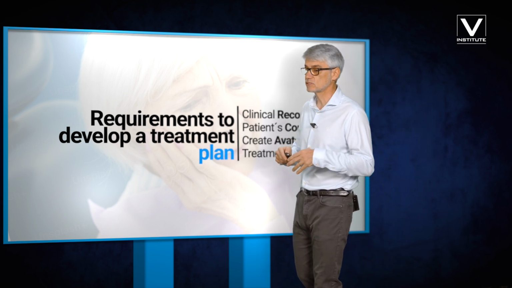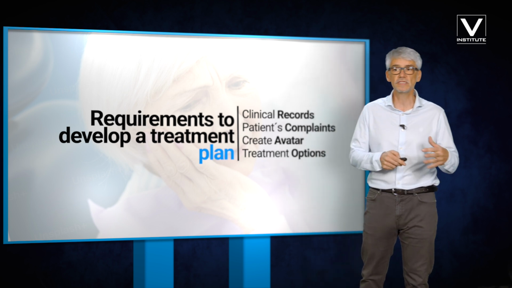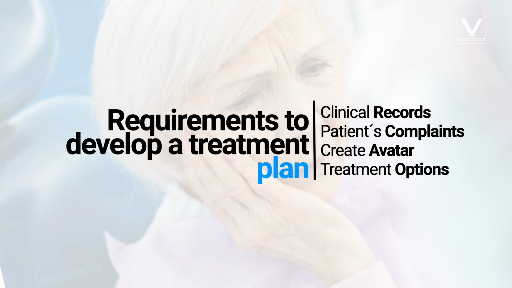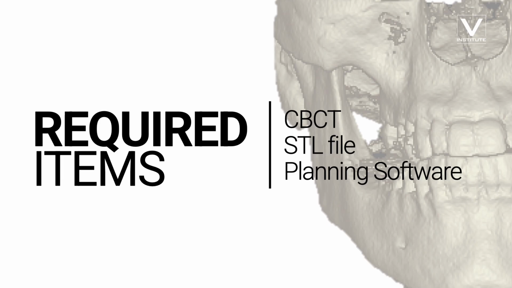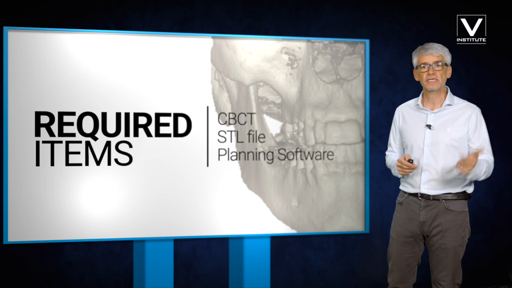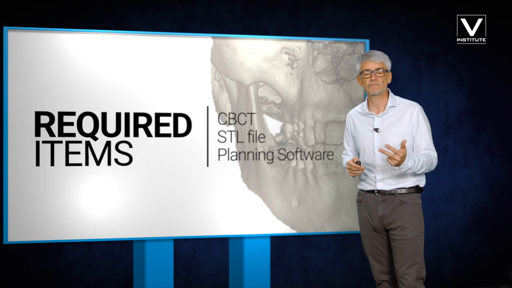It doesn't mean that it has to be a realistic patient. We need models. We need the occlusion. And then we start developing our treatment. So to start, what we are going to do is collect all this data: the CBCT and the STL. We are going to fuse them, and then we will create our treatment planning. So at least we need three items: the CBCT, the STL file, and the planning software.